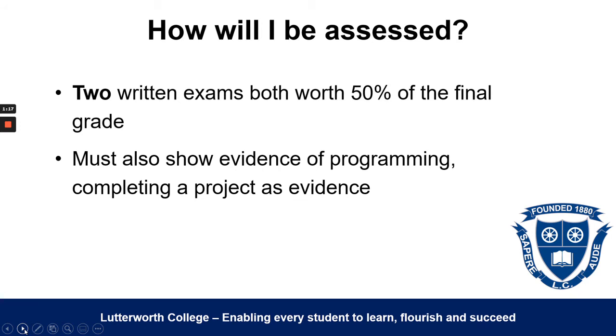The assessment then takes the form of 2 written exams, both worth 50% of the final grade, and you must show evidence of programming and you'll complete a project as evidence to do that. So basically we will take time out, half a term within your GCSE to be able to just practice programming and writing different projects. That will then support you in the component 2 paper, which is to do with programming.